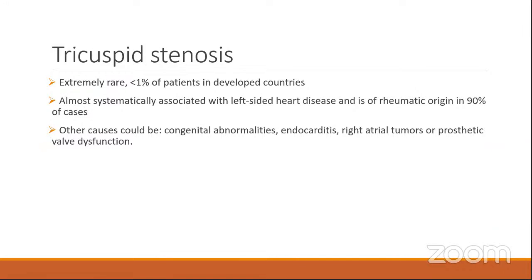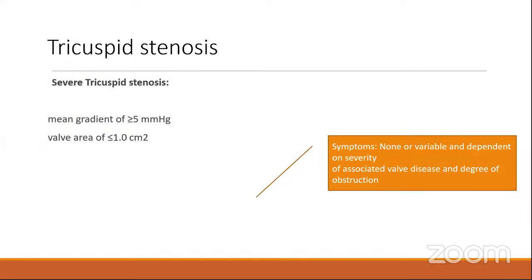For tricuspid stenosis, it's an extremely rare condition, less than 1% of patients in the developed countries, almost systemically associated with left-sided heart disease, and it's usually rheumatic in origin in 90% of cases. Other causes could be congenital anomalies, endocarditis, right atrial tumors, or prosthetic valve dysfunction. When there is severe tricuspid stenosis, the mean gradient is more than 5, and the valve area is less than 1 centimeter squared. The symptoms that the patient presents with are sometimes none or variable, depending on the severity and the degree of the obstruction.